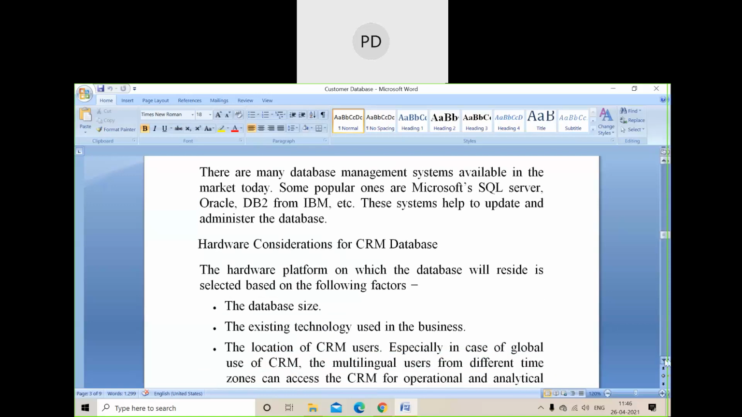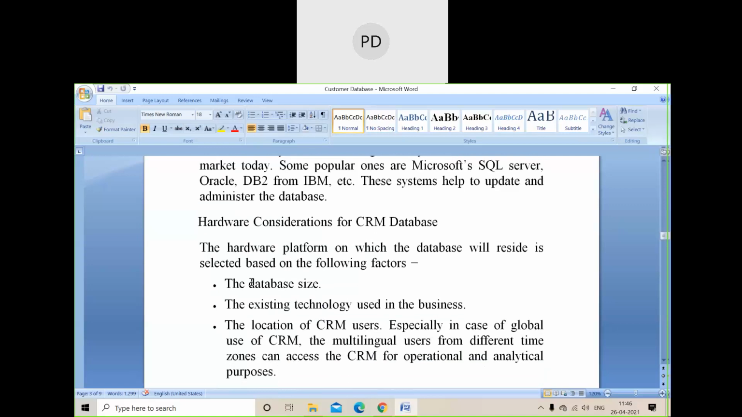Okay, so here they are saying the database size. For example, we have a hell lot of data, a lot of data. We cannot just store it in some 8 GB RAM's computer, right? We have to have expandable memory for that particular hardware, where a lot of data can be stored. We can expand the memory of that particular hardware platform, and then store a lot of database.